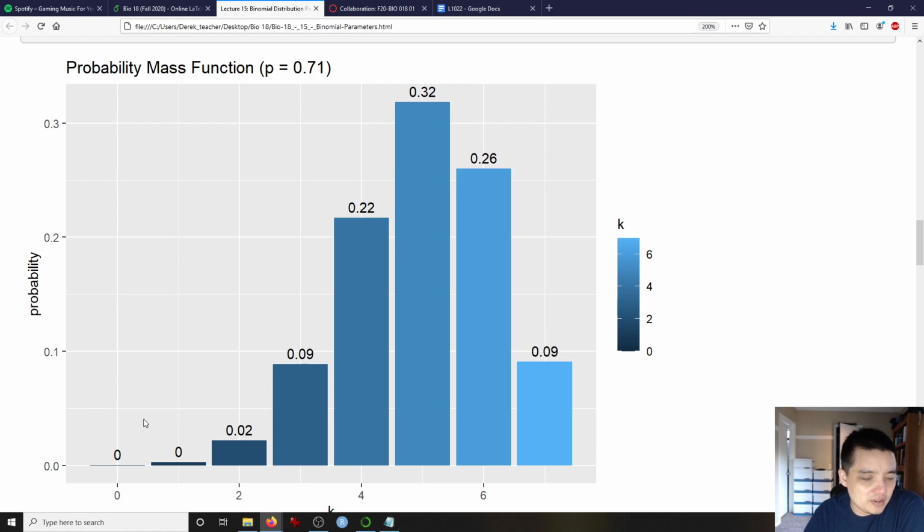Way this graph is read off in the context of the word problem, starting on the far left: the probability that out of 7 students, 0 of them are first generation is virtually 0. This next bar, the probability exactly 1 is a first generation student, is virtually 0. The probability exactly 2 of the sample of students is a first generation student is about 2%, and so forth: 9%, 22%, 32%, 26%. And then finally, at the very end, at the far right, the probability that all 7 out of 7 in the sample of students are first-generation students is about 9%.